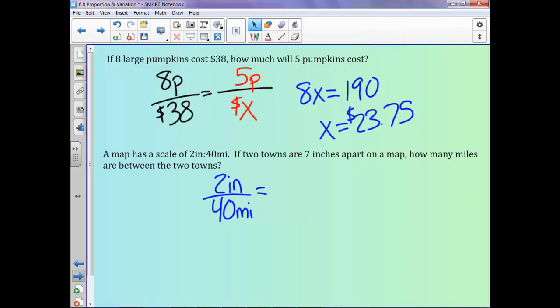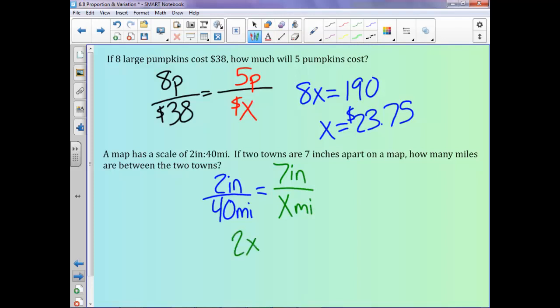And so, if we've got 7 inches on the map, that's how many miles? When we cross multiply, we'll have 2x equals 280, or x equals 140 miles.